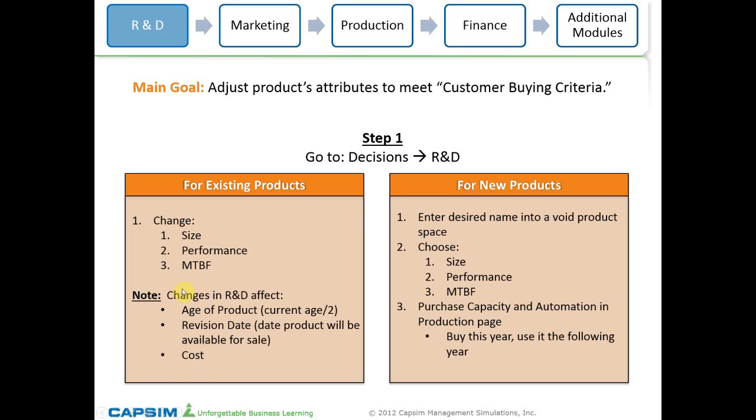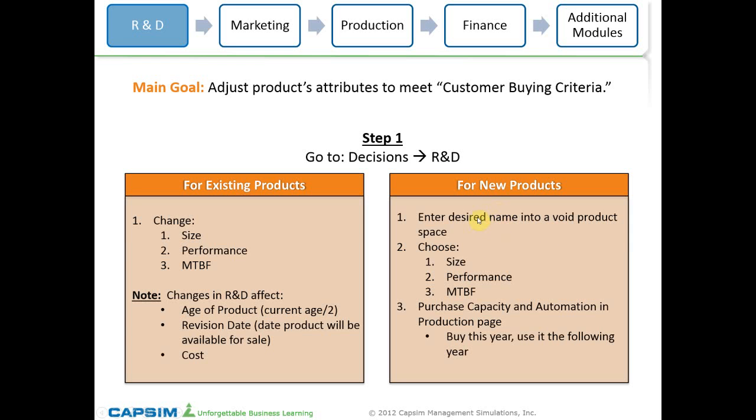Size and performance can affect the cost, but mostly that's affected by the MTBF, or the quality, that's really the quality of products that you're putting into it. That's mean time before failure. And so the higher the quality, the longer the mean time before failure, and so the higher the cost.